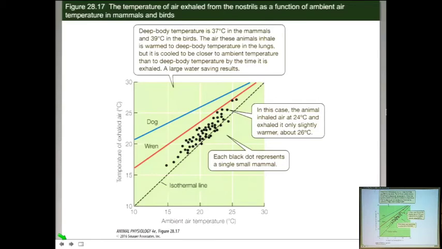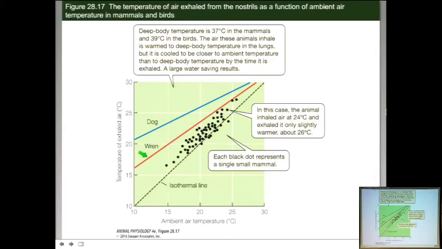And if we look at these animals here, we see the dog, for example, in the blue line, has a fairly high temperature of exhaled air, so not a lot of cooling is done there. The wren bird in the red line does better than the dog. And if we look at these small mammals, they do the best. The isothermal line would be where the air coming in and the air going out are the same temperature.